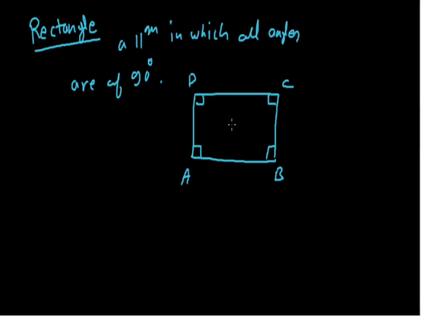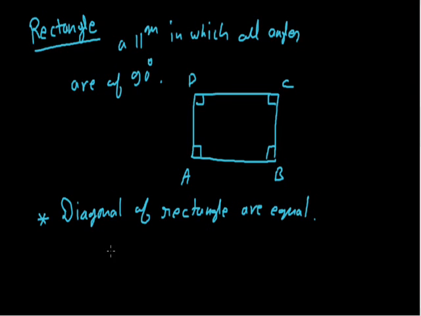As it is a parallelogram, it has all the properties that a parallelogram has. So in a rectangle opposite sides are equal, opposite angles are equal, and diagonals bisect each other. But in a rectangle there is one special property: the diagonals of a rectangle are equal. It means diagonal AC equals BD.